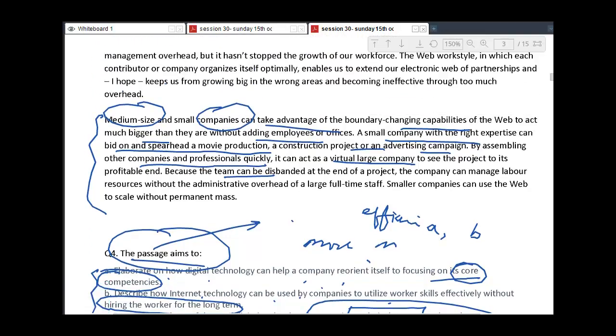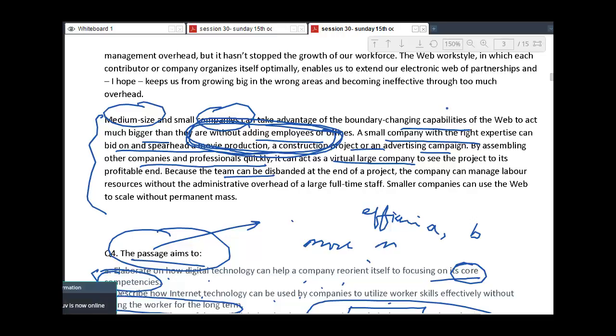Now look at these people, just for a moment. What is the last paragraph about? I'm going and pointing in every paragraph what exactly is happening. It says without adding employees or offices. That means without adding workers, right? Or is it about core competency? Without adding workers, is it about core competency? No. It says that you can manage your thing without adding employees.